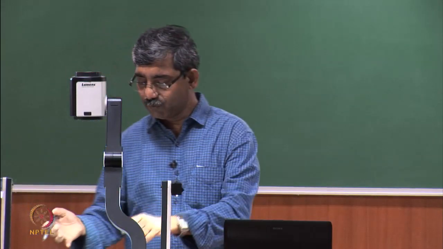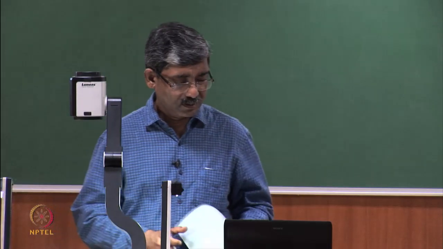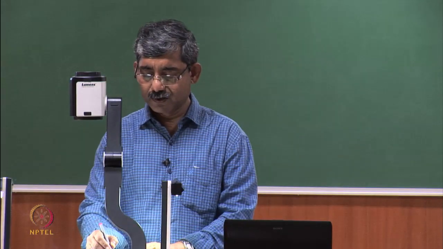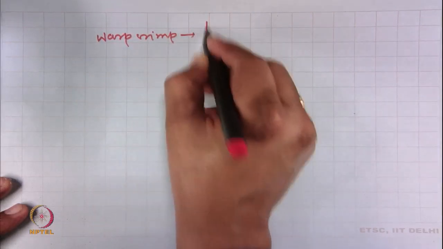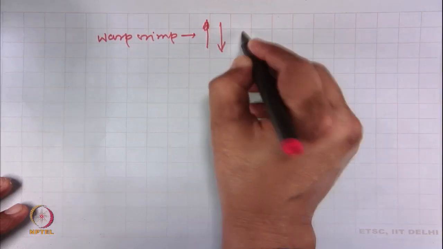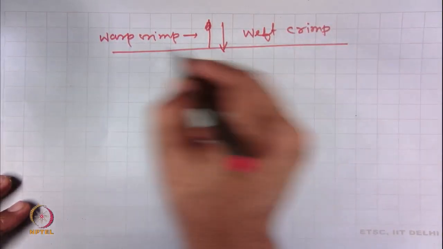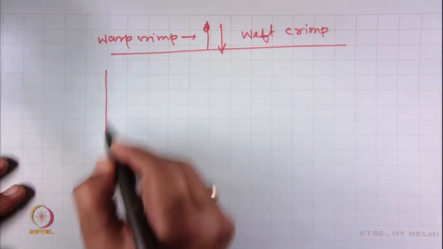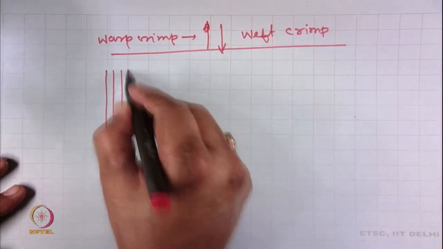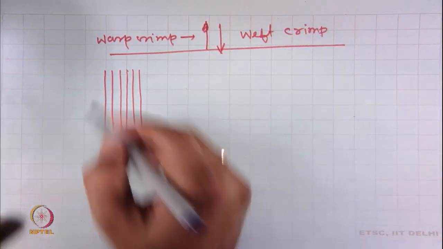Similarly, suppose we are producing fabric from the same yarn, but the warp crimp is much lower than the weft crimp. So, warp crimp is lower, so the warps are straight. There is no such crimp in warp, but in weft, the weft yarns are crimpy.